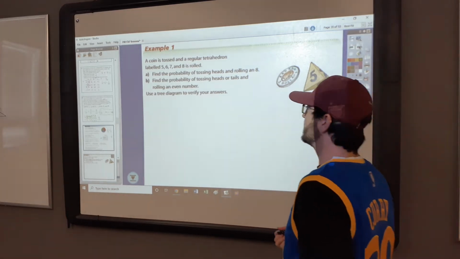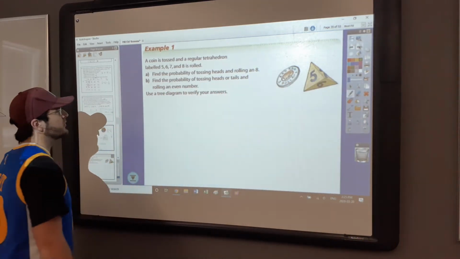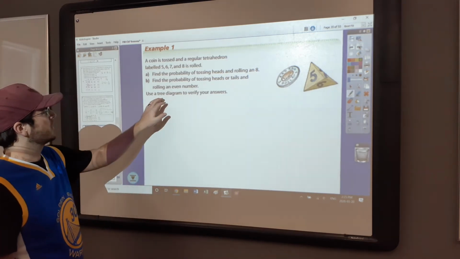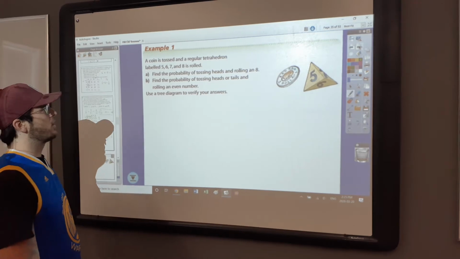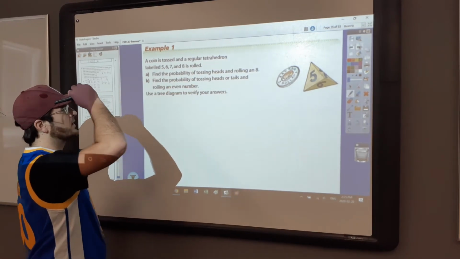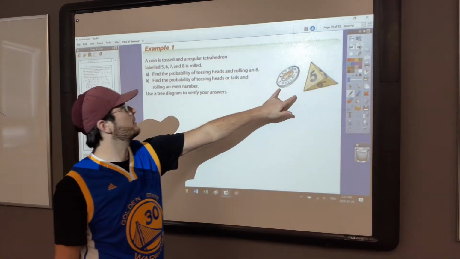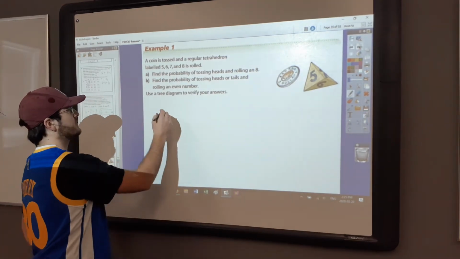So we'll run briefly through these two examples, and we'll show that the rule will work for the situation, but we can also map it out and do it the long way. A coin is tossed, and a regular tetrahedron labeled 5, 6, 7, and 8 is rolled. We can see what that looks like. What's the probability of tossing heads?